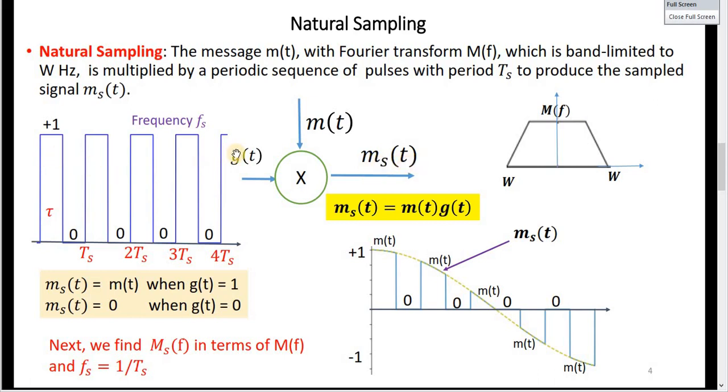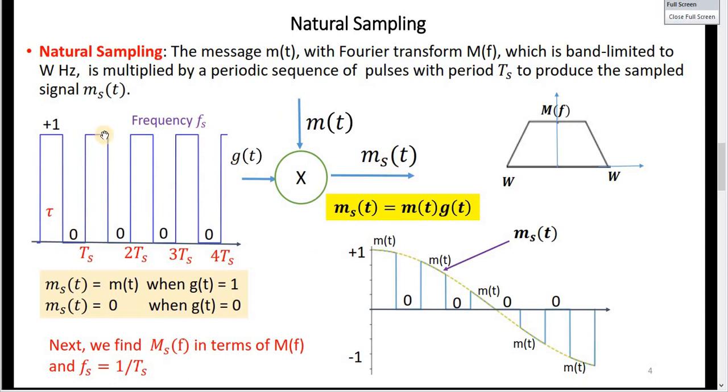G of T assumes two values, either plus 1 for a duration of tau or 0 for the rest of the period. So during this time interval, G of T takes on the value plus 1. When we multiply it by M of T, we obtain M of T. MS of T equal M of T during this time interval. During this time interval, G of T takes on the value 0. And so we're multiplying 0 with M of T, and the result is 0.